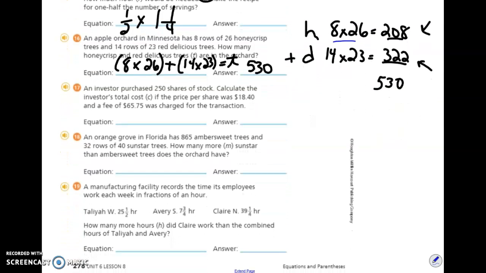All right. Let's go down to, let's just have you try number 19. Okay. A manufacturing facility records the time its employees work for each week in fractions of an hour. Okay, I'm going to show you how to do this one on your calculator, all right? So we don't have to multiply any fractions.